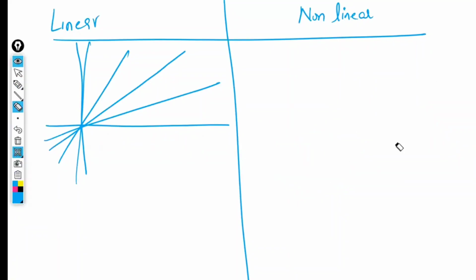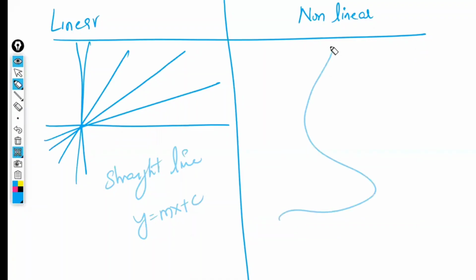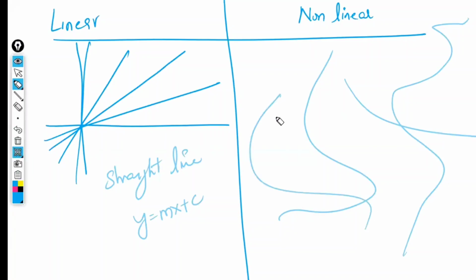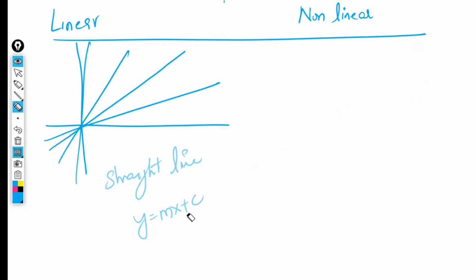Only a perfect straight line comes under linear. A straight line will have only one equation, called y is equal to mx plus c. There is no other option. For linear, only one option we are having. For non-linear, this curve will have a different equation, this curve will have a different equation, and so on. But a straight line will have only one equation, called y is equal to mx plus c. That is the only option which we are having.